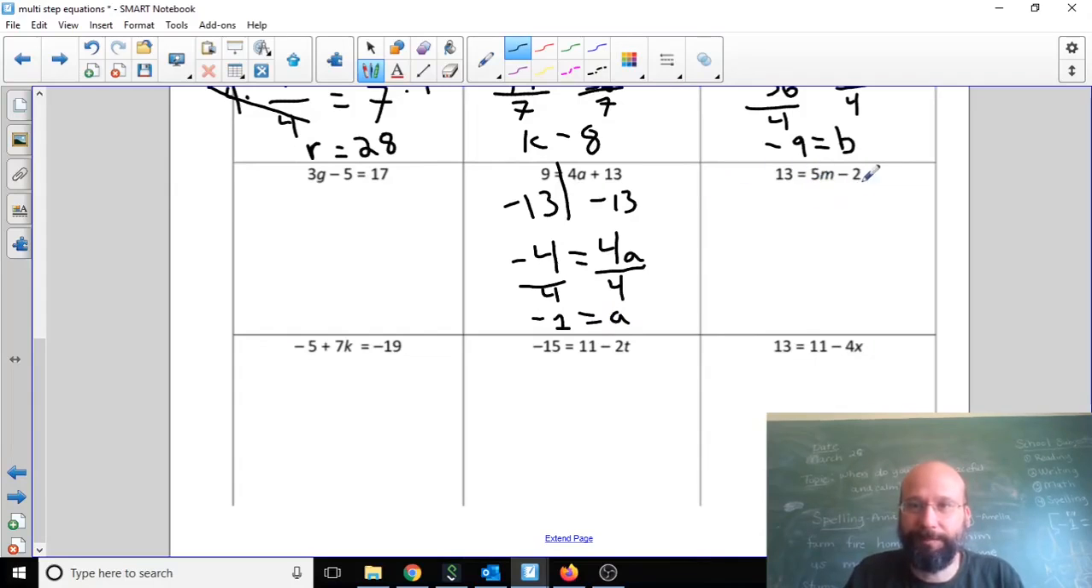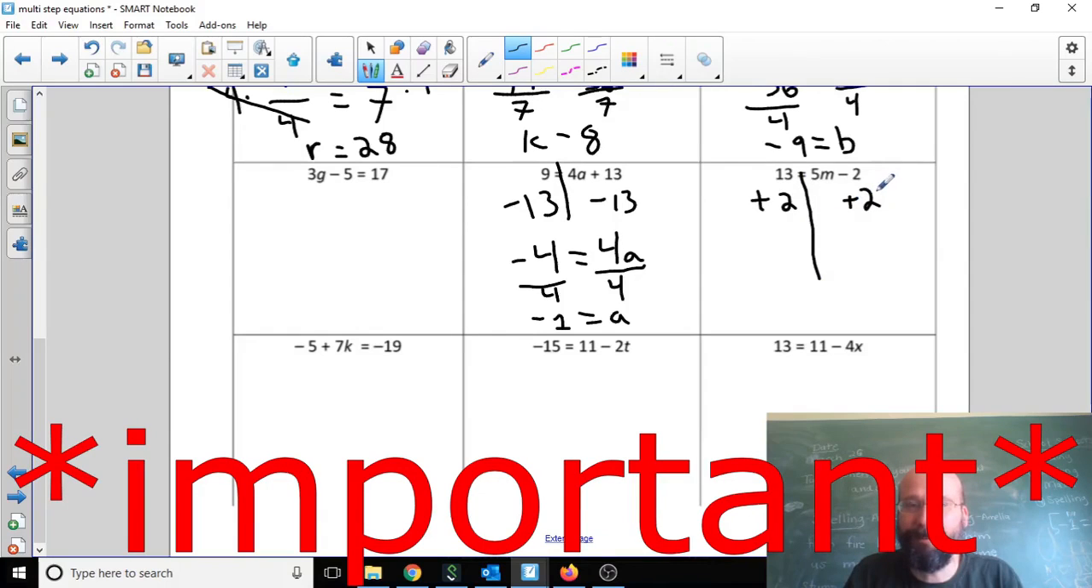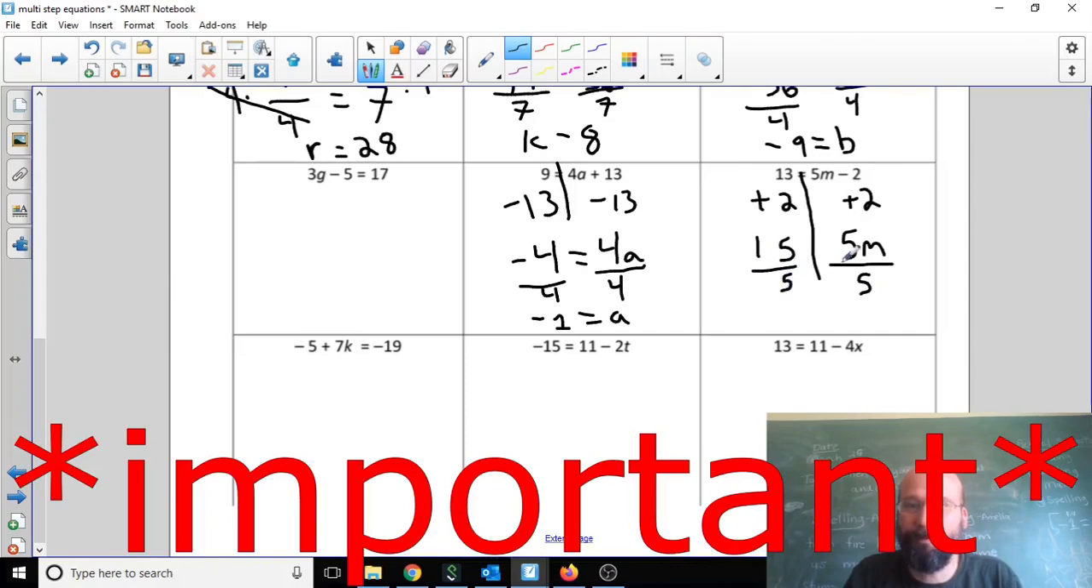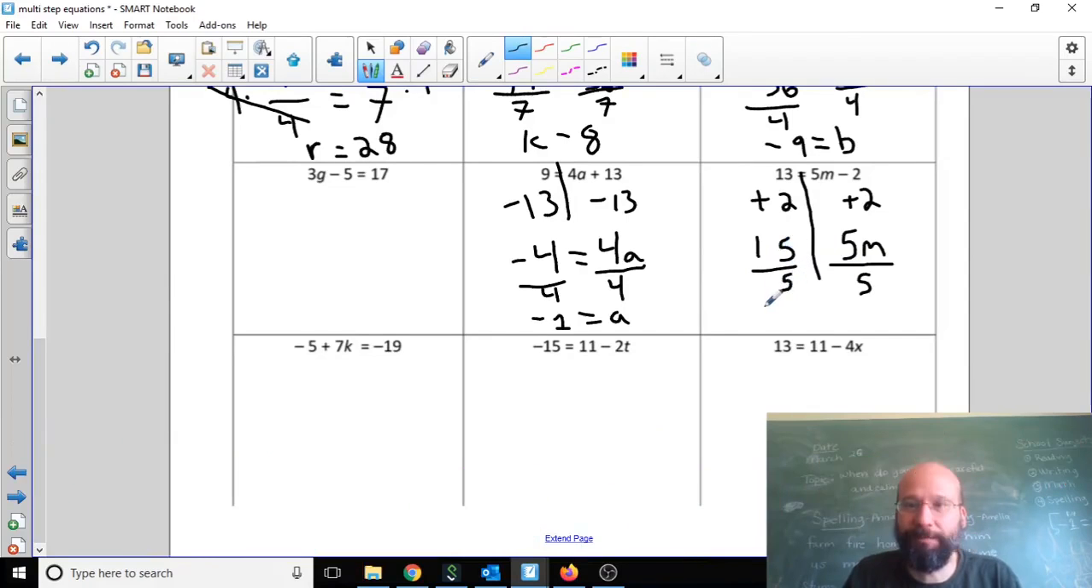So this one, multiplication and subtraction. The opposite of the subtraction is addition. So I'm going to add 2 to both sides. It's important to always remember that if you do one thing to one side, you have to do it to the other side. 13 plus 2 is 15, and over here you just have 5m. And then this is multiplication, so the opposite of multiplication is division. You do something to one side, you have to do it to the other side. 15 divided by 5 is 3. And then 5 divided by 5 is 1, so that just gives us our m.